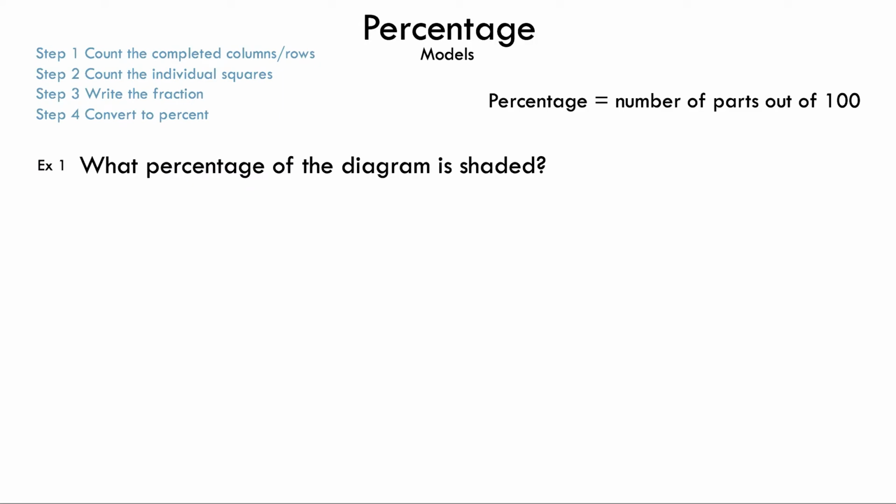So let's go ahead and talk about the steps. Step 1, count the completed columns or rows. Step 2, count the individual squares that are left. Step 3, write the fraction. Step 4, convert to percent.